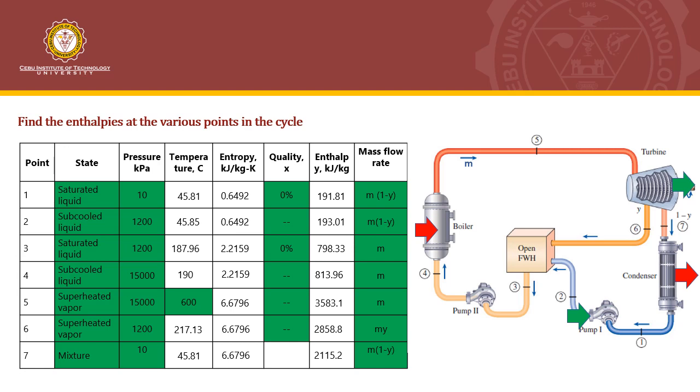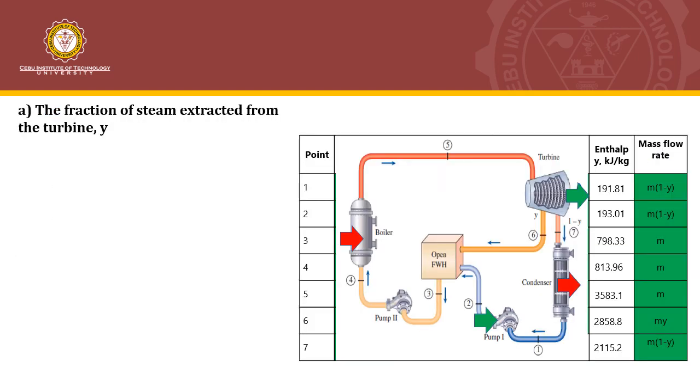So now that we have the enthalpies, we can already get the unknown quantities, beginning with the fraction of steam extracted from the turbine, or basically that's y. So to get y, what we're going to do is an energy balance in the open feed water heater. That's the best first step once you already have the enthalpy. You need to do an energy balance in the feed water heater.